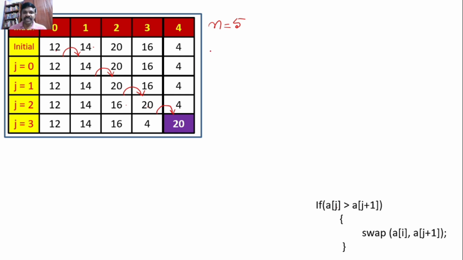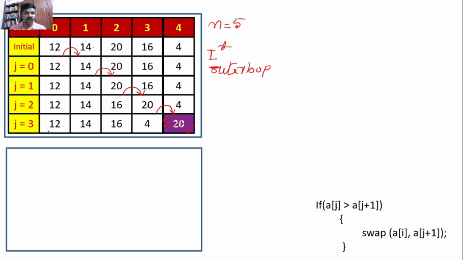So this will be considered as the first iteration, the first outer loop, you can say. This is the first outer loop iteration. So at the end of the first outer loop, the heaviest element occupies the last position. All these are the inner loops and the total thing will be the outer loop. Now let us consider the second outer loop.